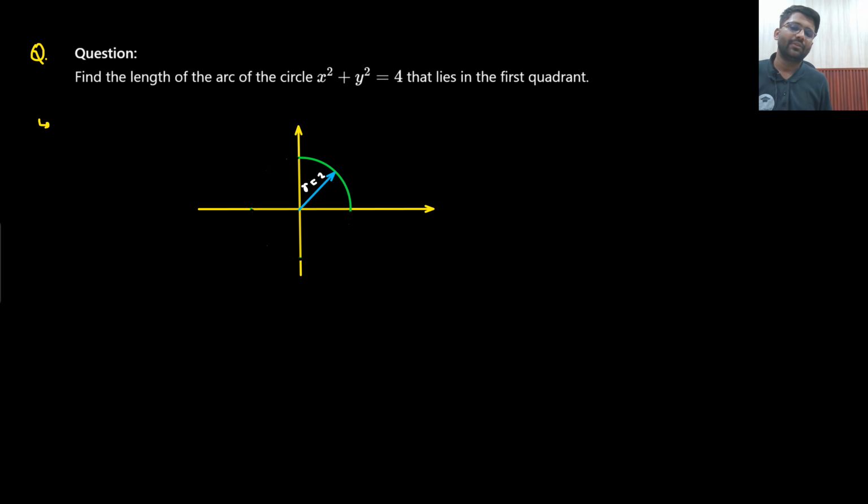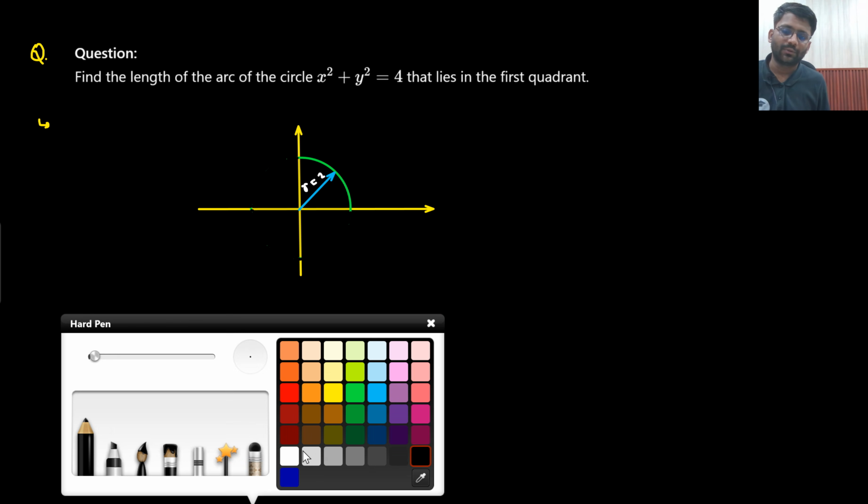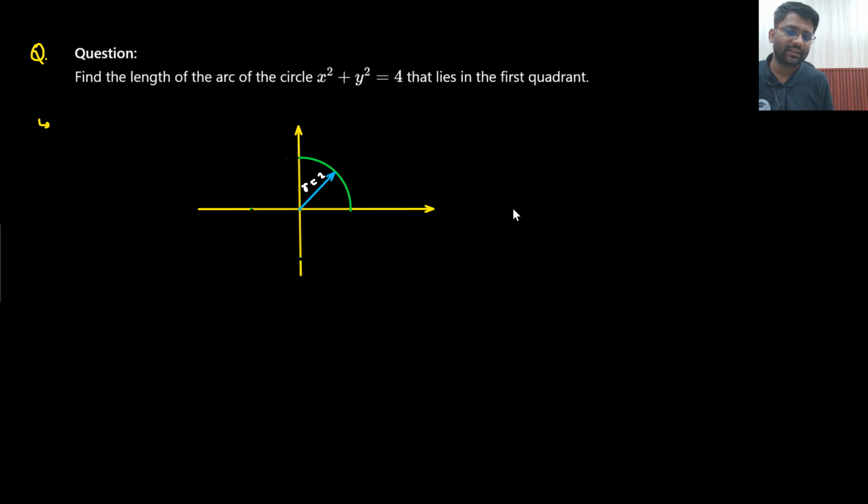Sir, it is a very simple question. This arc length we are supposed to find out. Sir, the complete length was 2 pi r, right? Value of r is 2. But divided by 4, because this length plus this length plus this length plus this length, 4 into this length was your full length. So 2 pi r divided by 4.